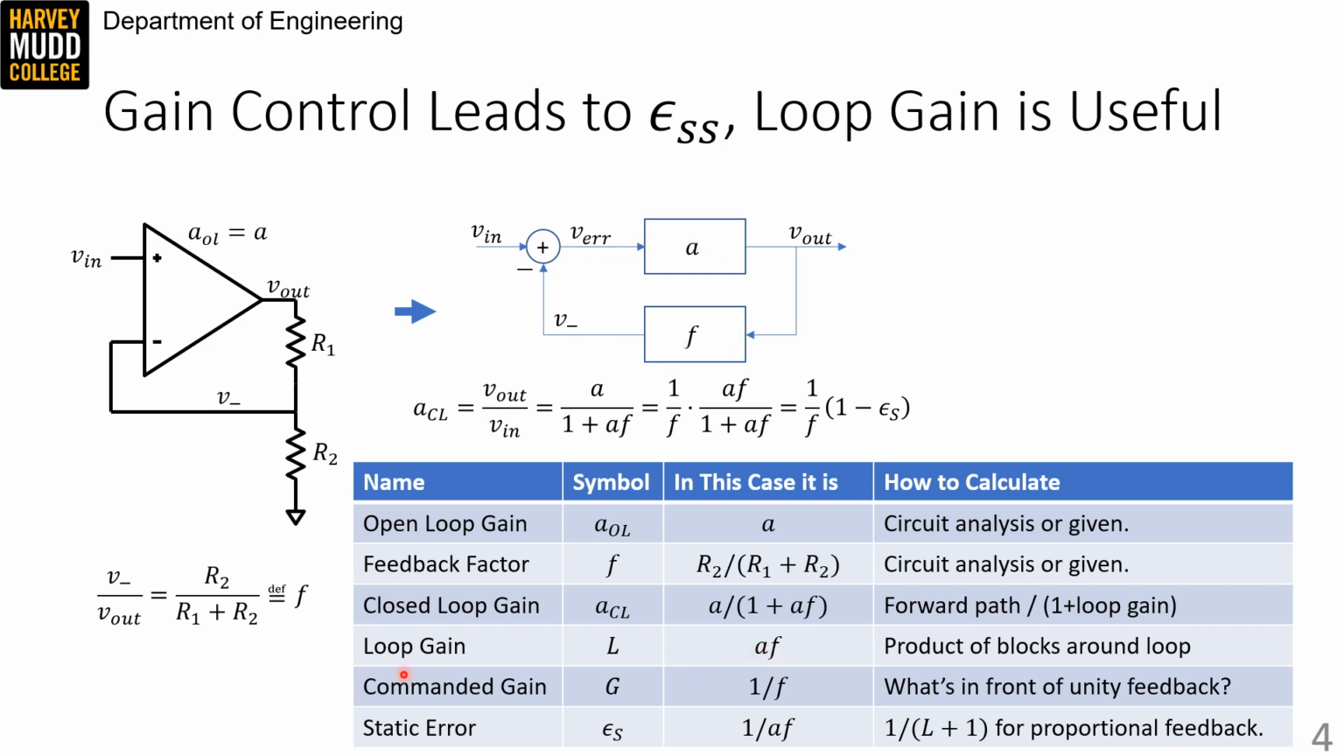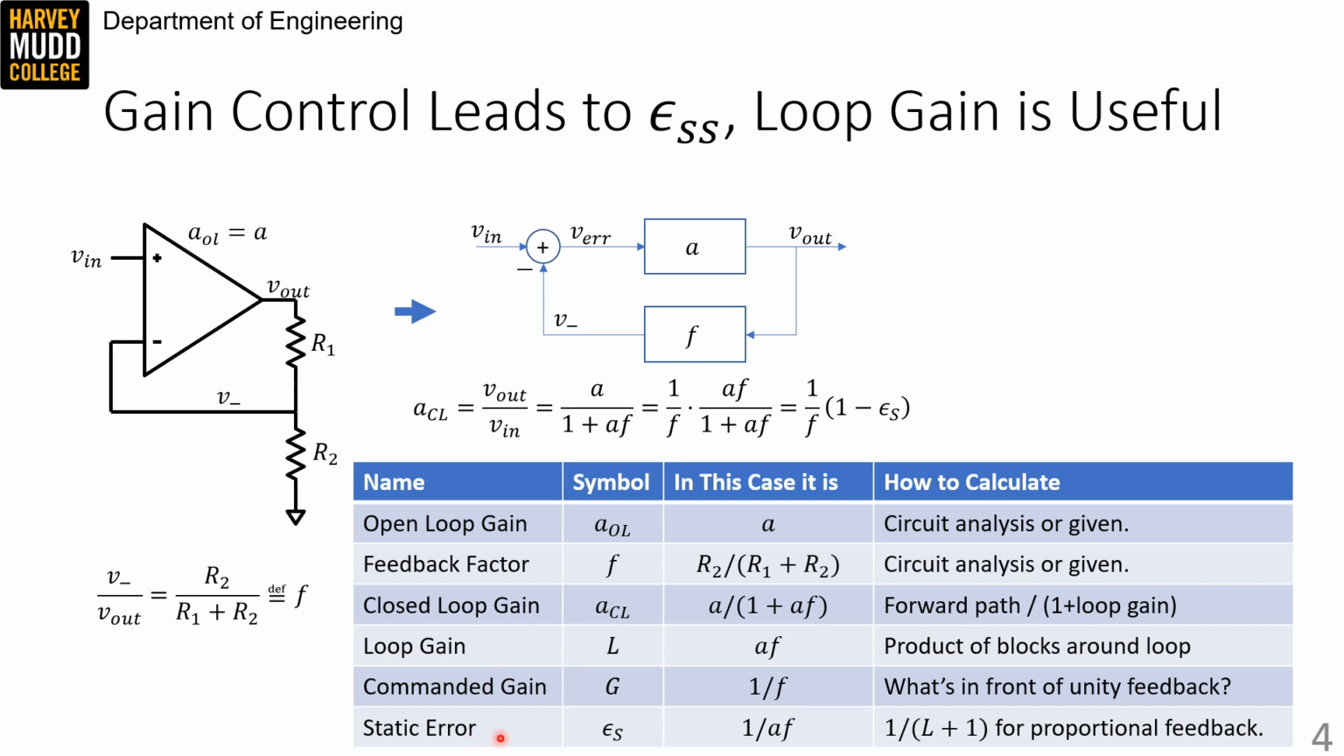The commanded gain is a term that I use and no one else does. This is something that I've introduced to this class because I think it reduces confusion. It's 1 over F. So this is the intended gain for your circuit, or the gain you'd have if your open loop gain was infinite. There's a neat way to identify it that involves looking at a unity feedback block diagram.